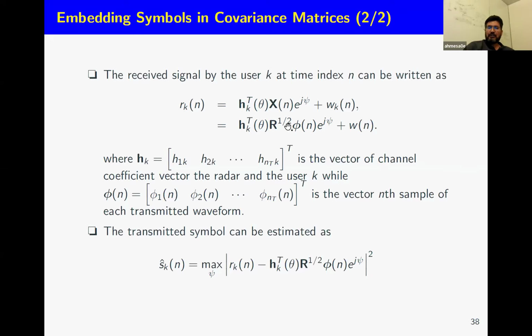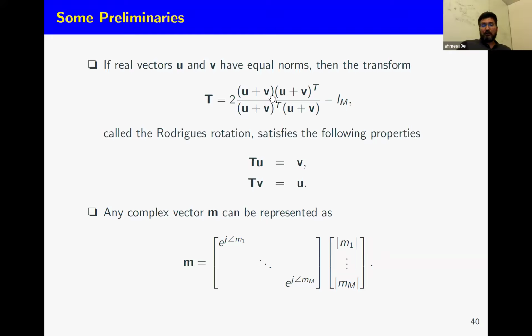For that, I think I have given two preliminary equations. The first one is the transformation. It says that if U and V have equal norms, then the transformation T will yield these results: multiplying T with U gives you V, and multiplying T with V gives you U. It's called the Rodrigues rotation formula, or transformation.